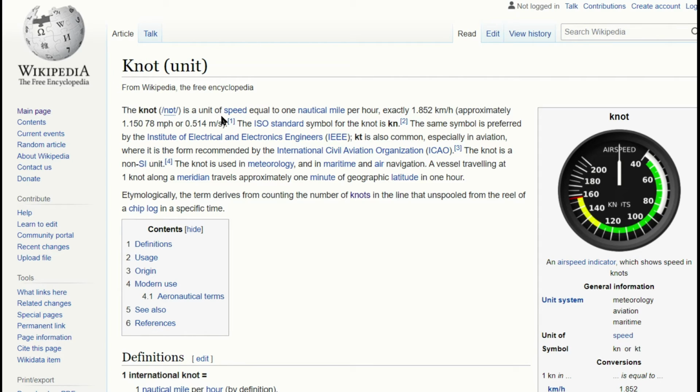The knot is a unit of speed equal to 1 nautical mile per hour, which is exactly 1.852 kilometers per hour and approximately 1.15 miles per hour. So you can see that it's slightly more than 1 mile per hour. You can think of it as approximately 1 mile per hour, but just slightly more, 1.15 miles per hour. That's so that you know there is a slight bit of difference between a regular, terrestrial mile per hour and a nautical mile per hour.